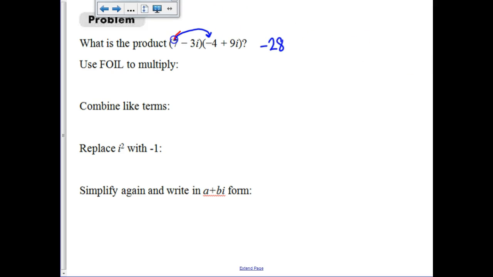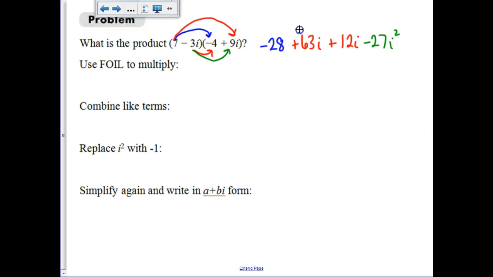And then outer would be 7 times 9i. So that's plus 63i. And then negative 3i times negative 4 would be a plus 12i. And then finally a negative 3i times a positive 9i is a negative 27i squared.